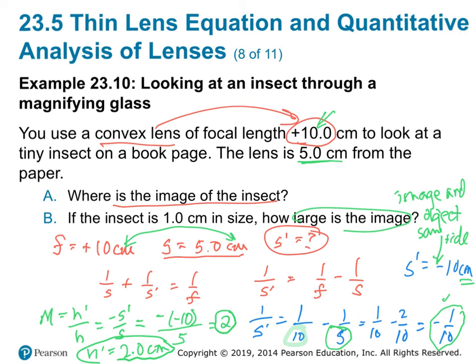And tonight you're going to do worksheet 5C. It's quantitative practice on using the thin lens equation to calculate object, image, and focal lengths.